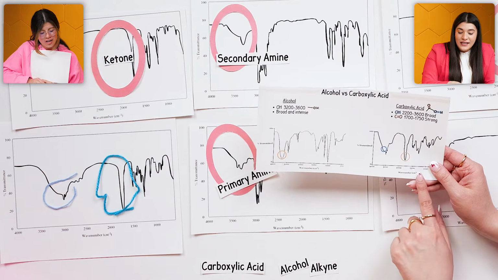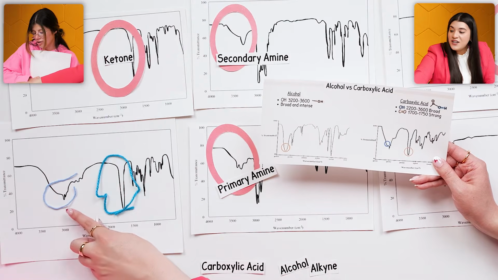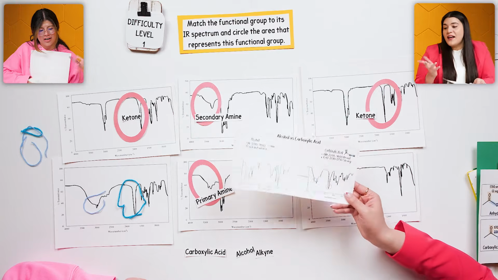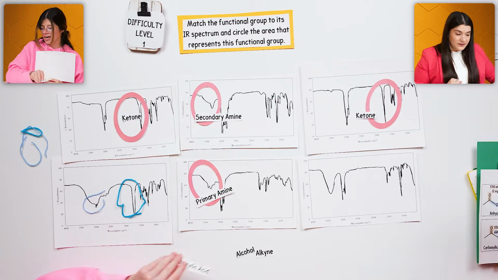So what's showing here is this is the carbonyl group. This little broadness is that OH group that we have for carboxylic acid. So that's the giveaway. So we know this one would have been a carboxylic acid.